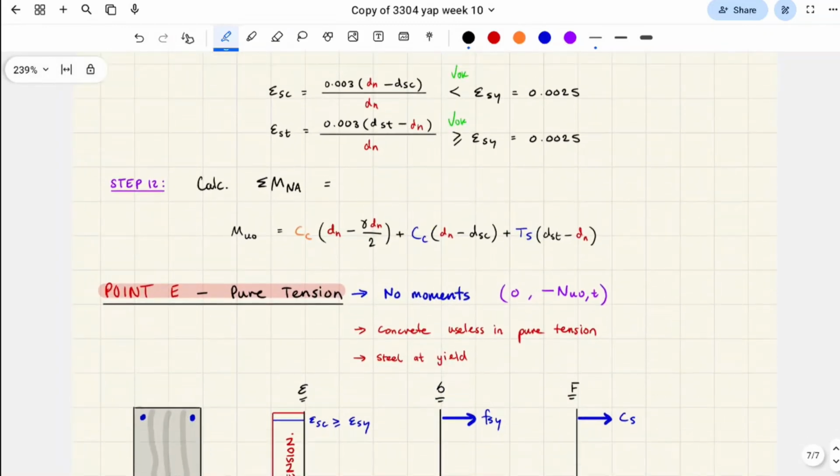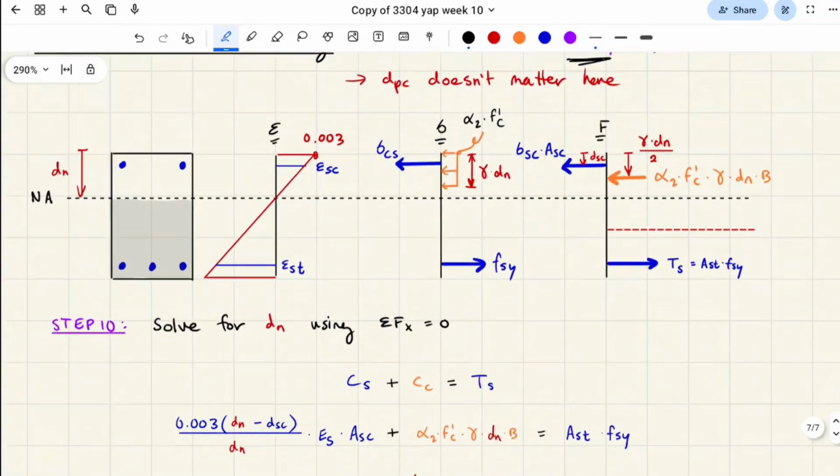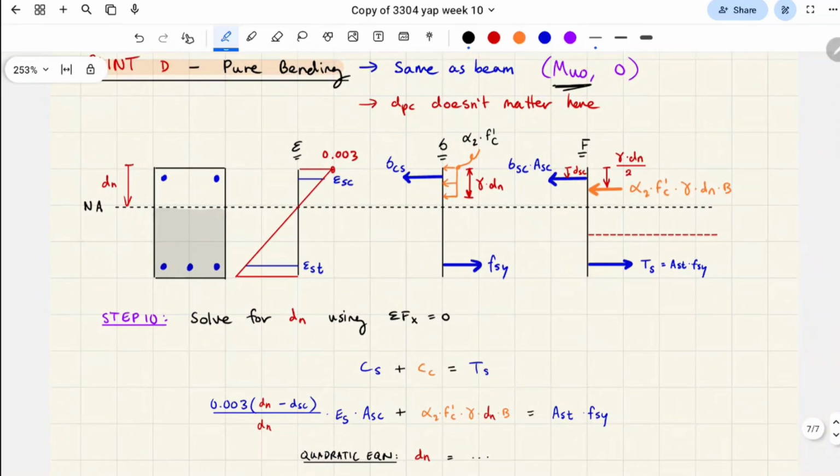Then you have to calculate the moment, the sum of the moments around the neutral axis. So that's the reason you needed DN, right? You needed DN because you needed to find where this point was so that you can take the moments about it and calculate the lever arms and stuff like that.